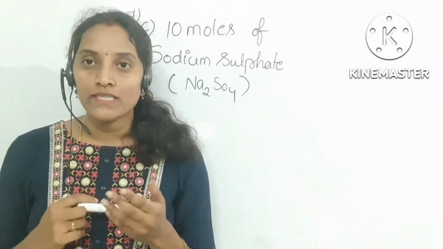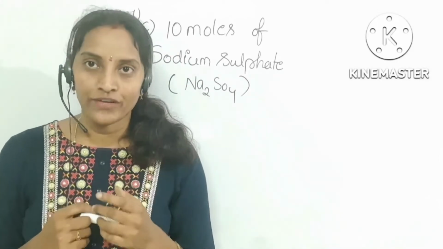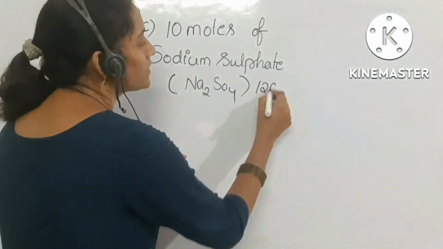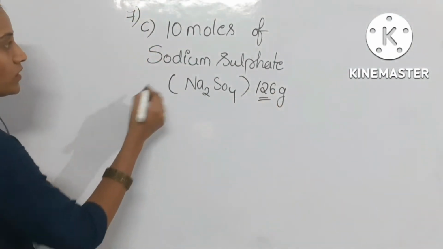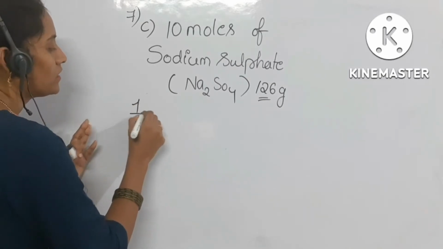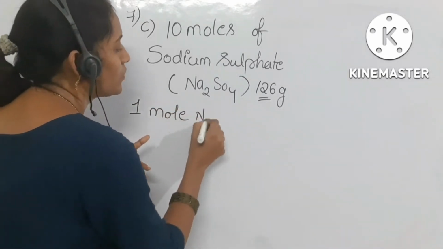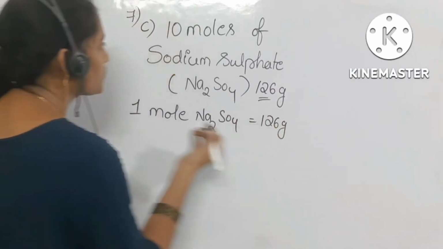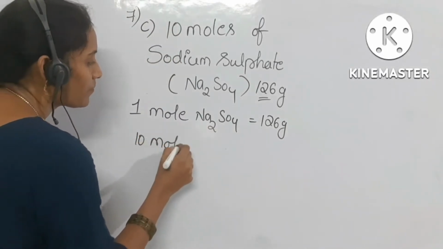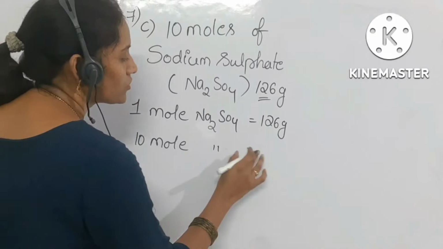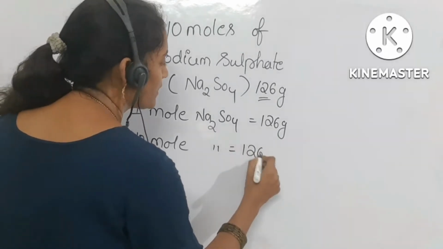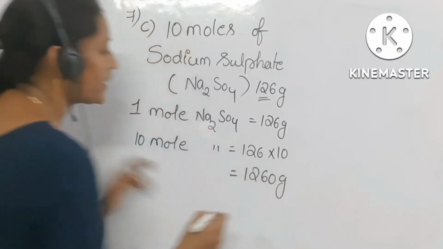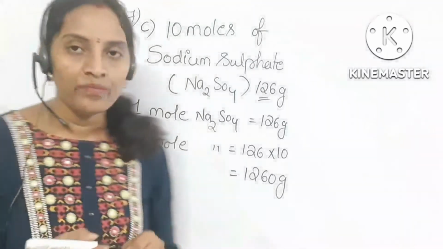Here the problem is, what is the mass of 10 moles of sodium sulfate? Sodium sulfate's formula is Na2SO4 and its molecular mass is 126 grams. Remember this one. So, 1 mole of Na2SO4 equals 126 grams. Then 10 moles of Na2SO4 equal 126 into 10, so 1260 grams for 10 moles of sodium sulfate.